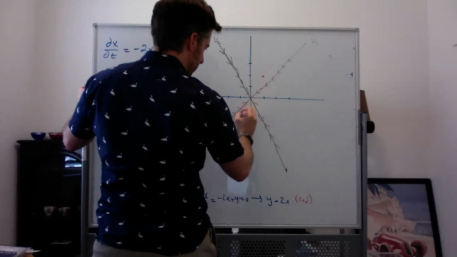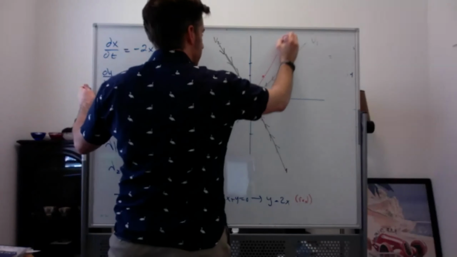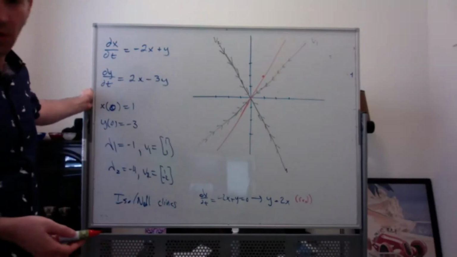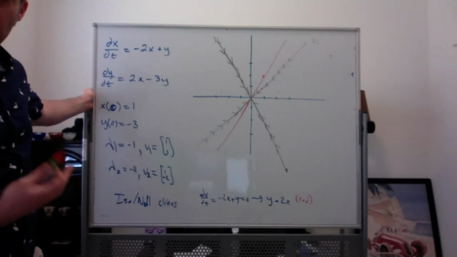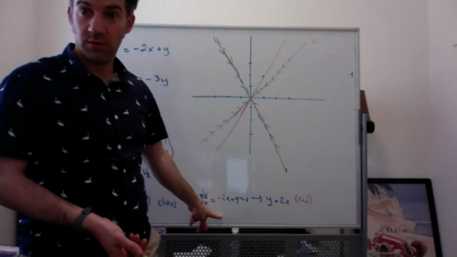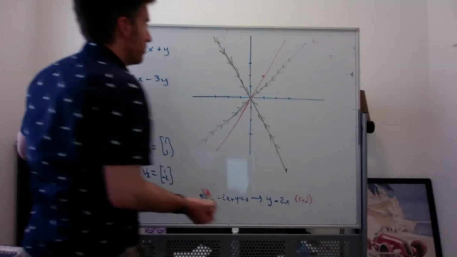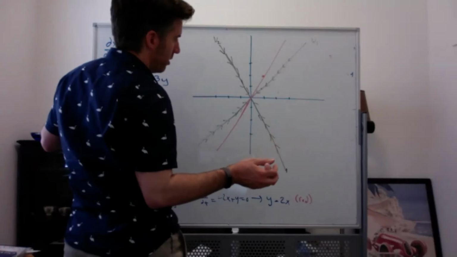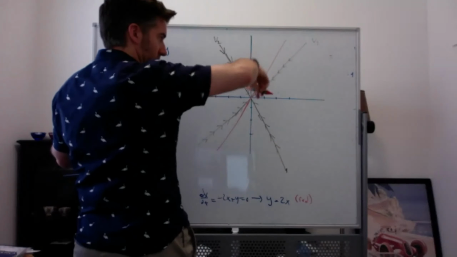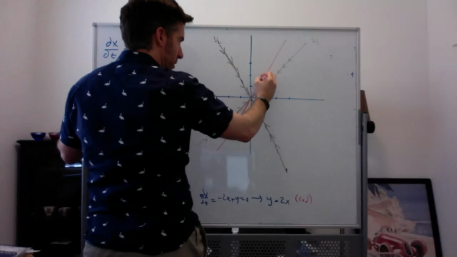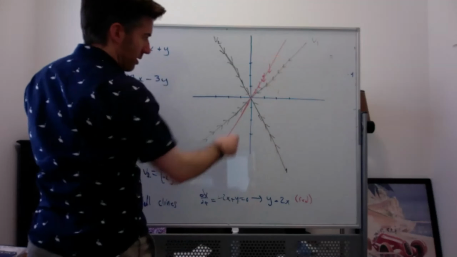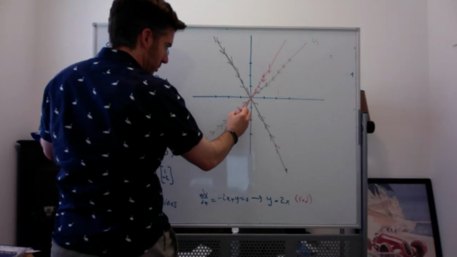Take this line. This is the line where all the arrows are going to be either up or down, and that's because dx/dt is equal to 0. We'll talk about that in a minute. It looks like they're all going to be down, right? It would be weird for them to be pointing up here because they should be pointing inwards. So I'm guessing we're going to be like this. And similarly here, we should be pointing upwards.